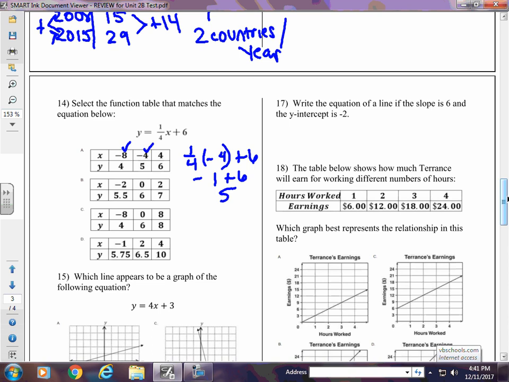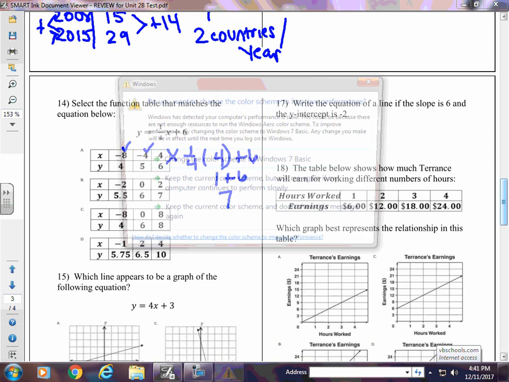That one works. Do not assume that the last one will work. Double check it before you mess things up. So if I put a +4 in here, 1/4 times 4 is a +1. 1 plus 6 is 7. It did not work. So if you had assumed that because the first two worked, then the third one would work, you would have gotten this question wrong.